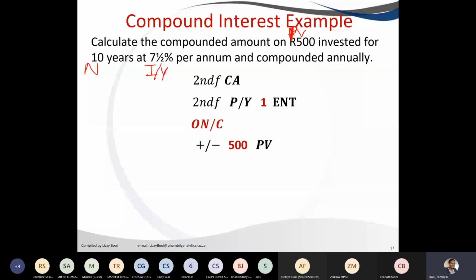Remember, if you are given in the question a present value and the future value, only one of them should have a plus or minus in front, not both of them, only one of them. So if you are given only one, the present value, or you are given the future value, they will have a plus or minus in front of them.